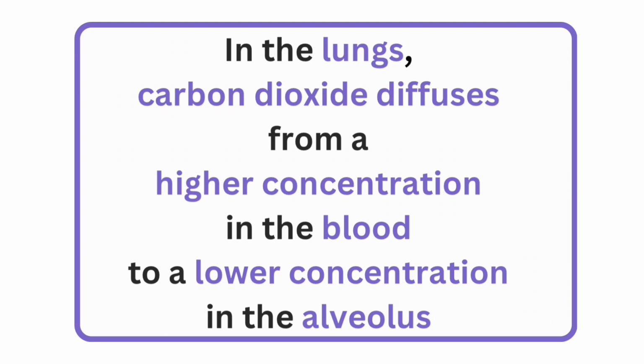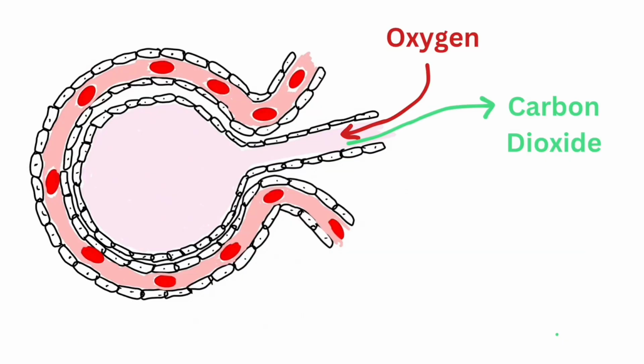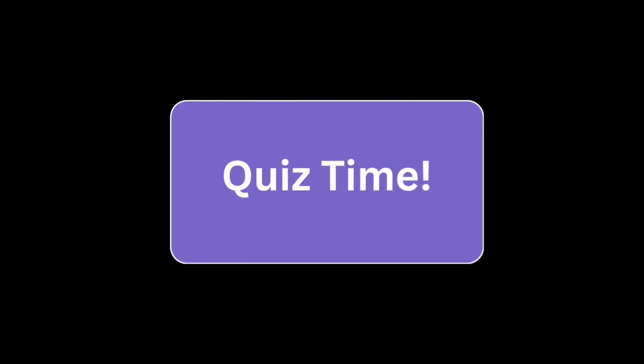And because the carbon dioxide gets breathed out after it gets into the alveolus, this makes sure that the concentration of carbon dioxide in the alveolus remains low. And to draw all of that together, I've just drawn a quick sketch showing that oxygen is coming in at the same time that carbon dioxide is going out. Well done for reaching this point.